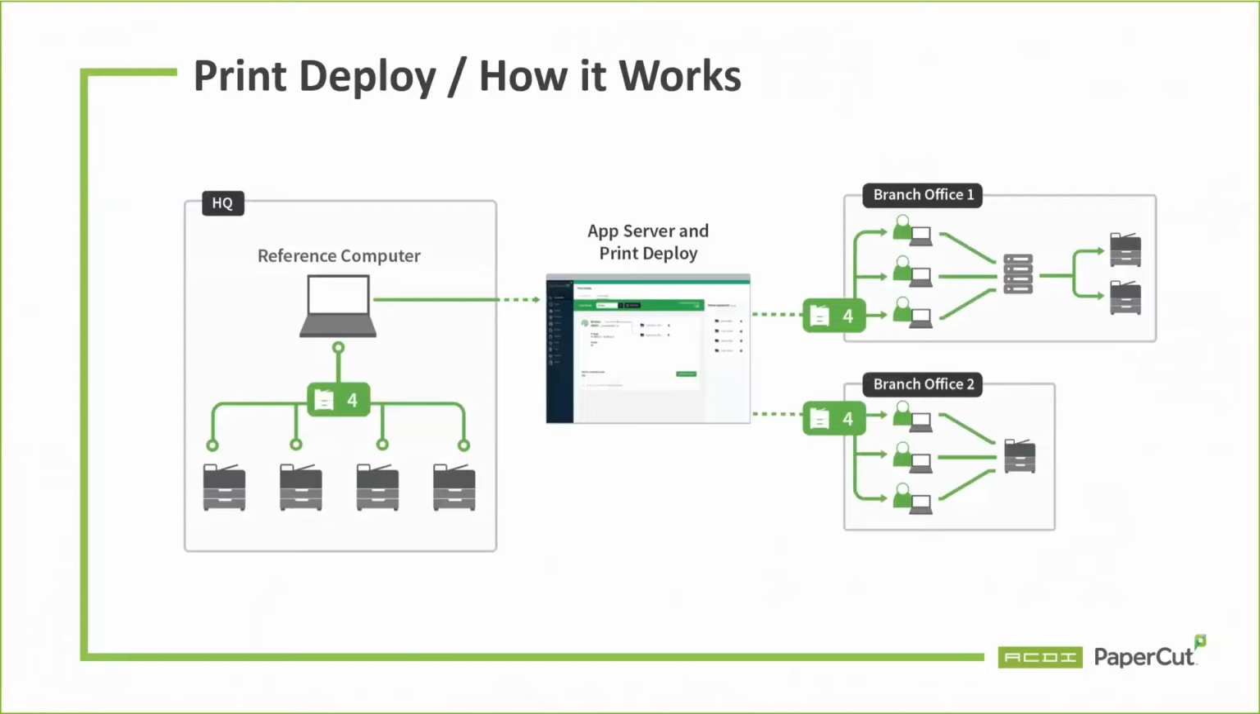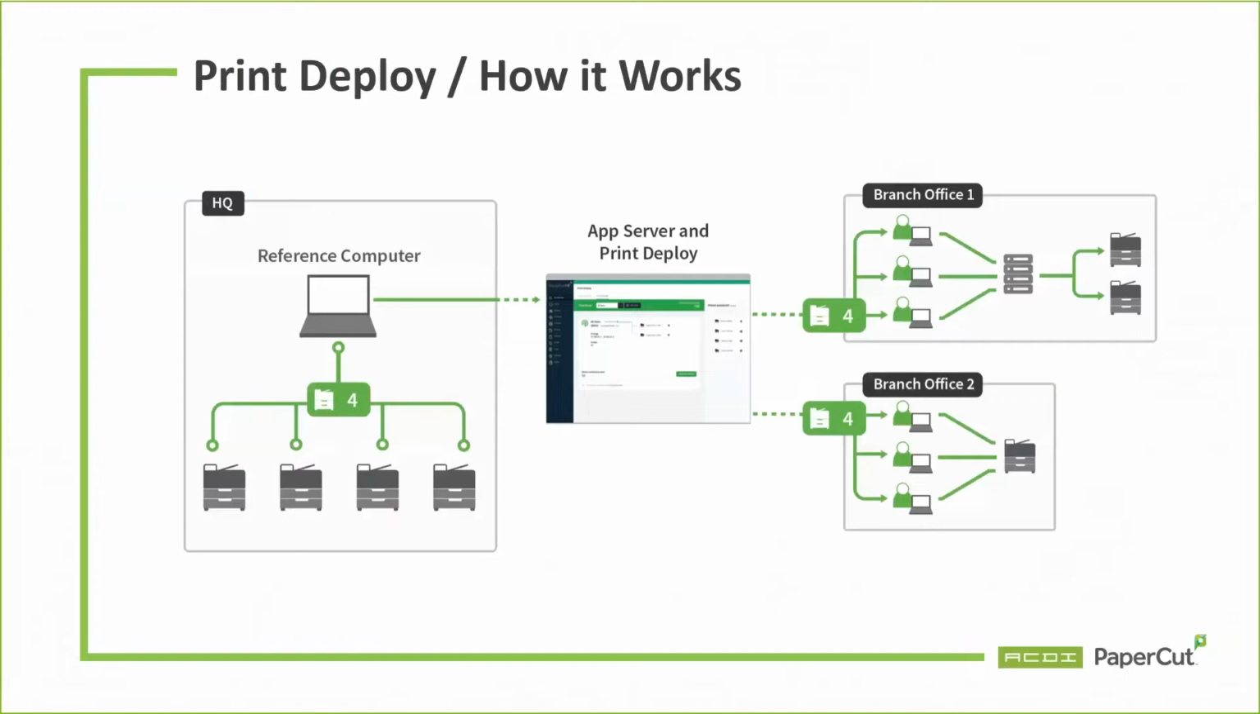Here's a high-level view of the steps that I just described. On the left, you'll see the reference computer with the queues that are cloned. When cloned, the queues, drivers, default settings, and finishing options are pushed into the app server, which you can see in the middle. In the app server's interface, you manage your zones, and connect the print queues that you want to deploy to each zone. Then you'll just hit Save and Deploy. The queues are pushed out to your branches.